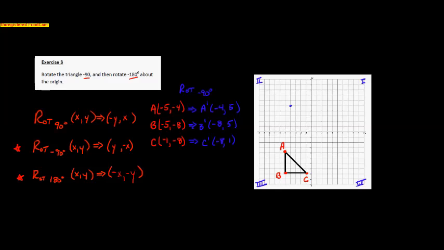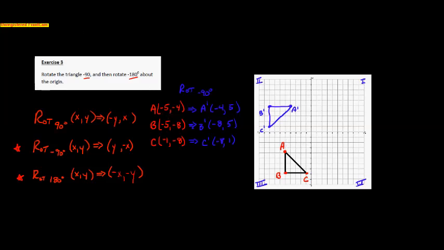Negative 8, comma 5 is right here. So this one is A prime, and this one is B prime. And let's see, C prime is at negative 8, comma 1. So that is right there. Okay, so I'm going to connect those, and it looks like my triangle looks something like that, which again would just be a rotation of negative 90.